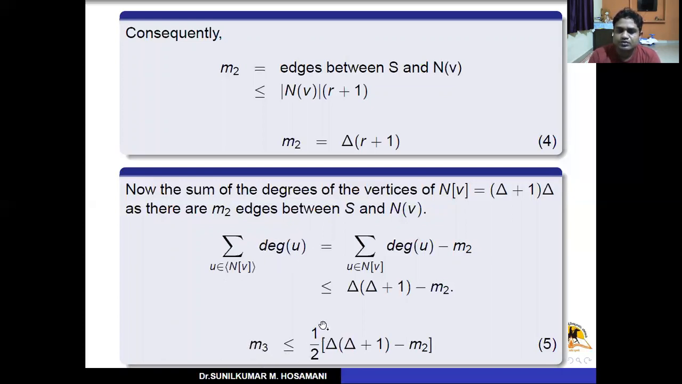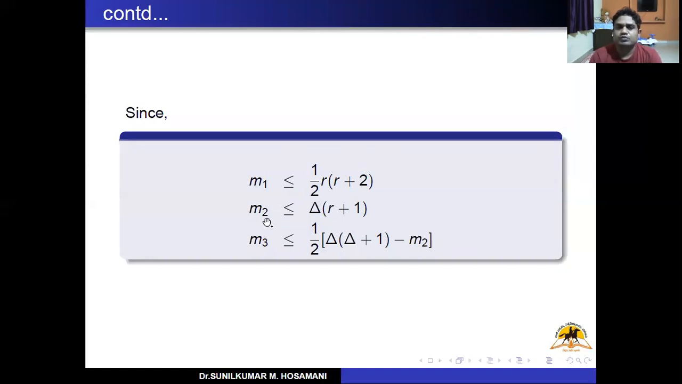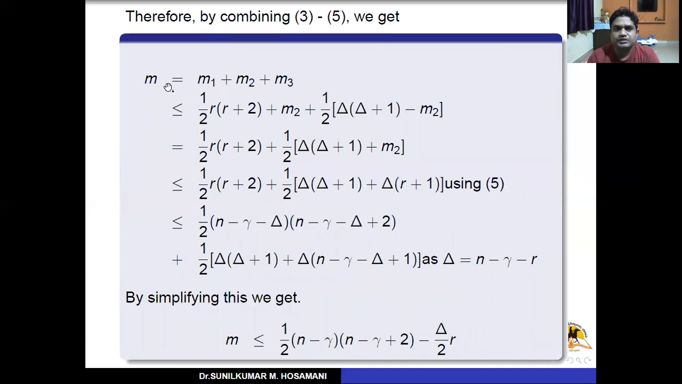So by solving, M3 is less than or equal to 1 by 2 delta times delta plus 1 minus M2. So clearly we got the values of M1, M2 and M3 here. M1 is less than or equal to 1 by 2 r times r plus 2. M2 is less than or equal to delta times r plus 1. And M3 is less than or equal to 1 by 2 delta times delta plus 1 minus M2. By putting all these values in the equation M equals M1 plus M2 plus M3 and simplifying, we will get that M is less than or equal to 1 by 2 (N minus gamma) times (N minus gamma plus 2) minus delta by 2 times r.